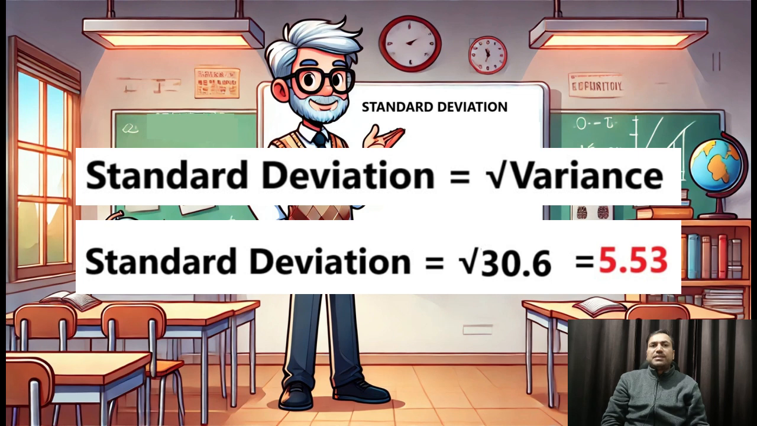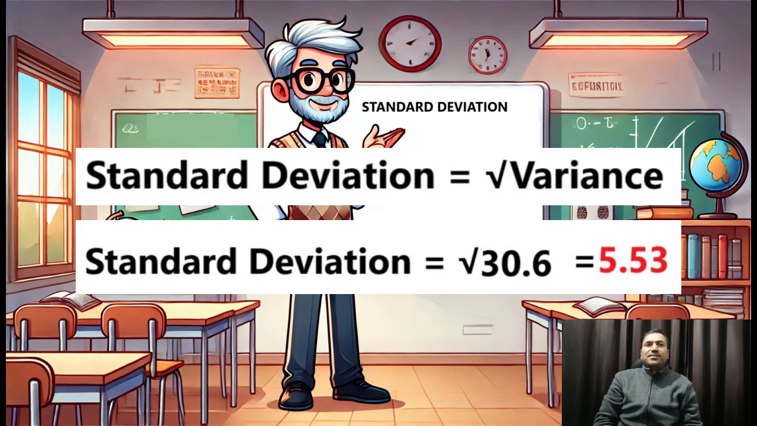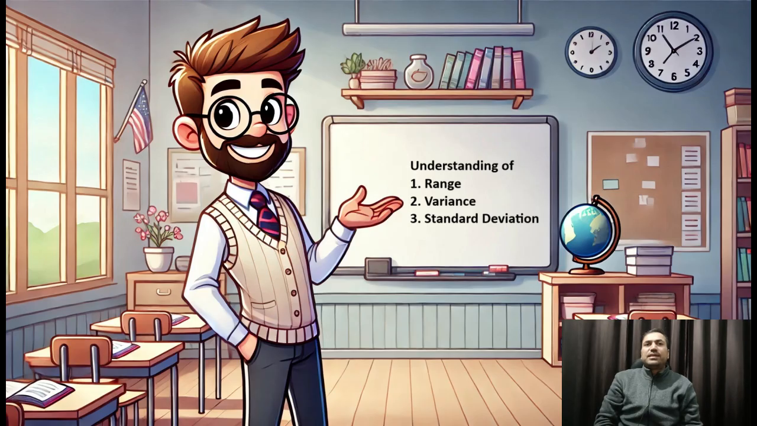What does this number mean? It tells us how much on average the scores vary from the mean. A small standard deviation means the scores are close to the average, and a large one means they are more spread out. Now you might be thinking, why should I care about range, variance or standard deviation?